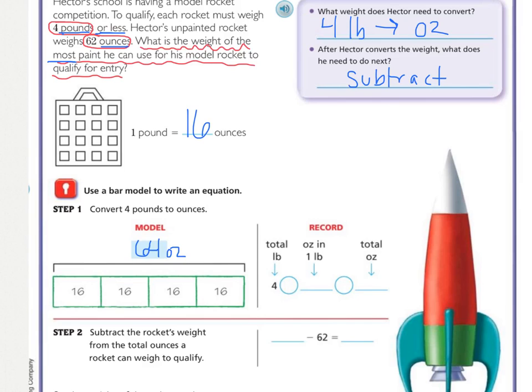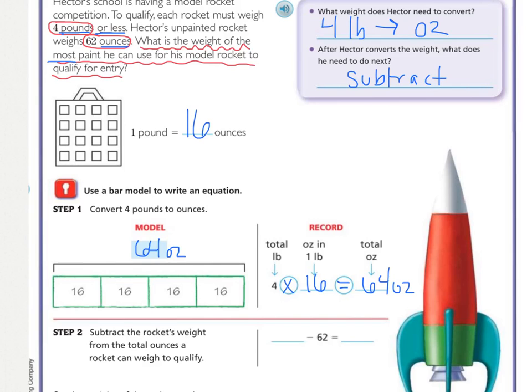Okay, so now we're going to record what we just talked about in this model. We started with 4 pounds, remember our 4 rectangles, so there's our 4. We're moving from a larger unit to a smaller unit because pounds are a larger unit than ounces, and so we are going to multiply. And how many ounces are in 1 pound? There are 16. 4 times 16 equals 64 ounces. Okay, so that's as many ounces as the rocket can weigh.